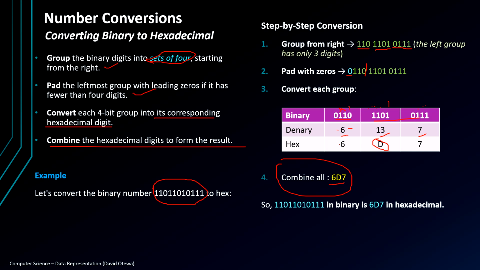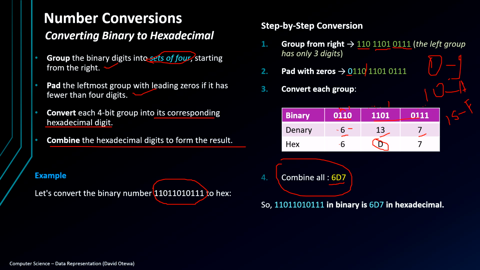So as for hexa, we already agreed they are 16, right? So 0 to 9, then from 10 is A, so it goes A up to 15. Remember, it's in base 16, right? So 15 is F. So that's how we do it.